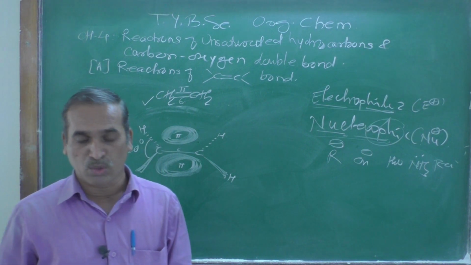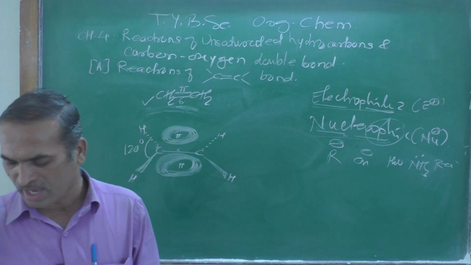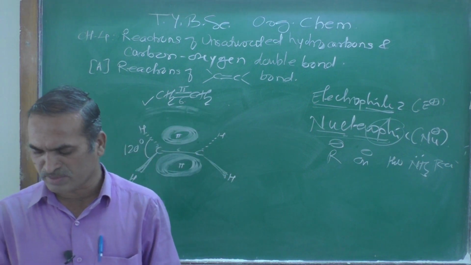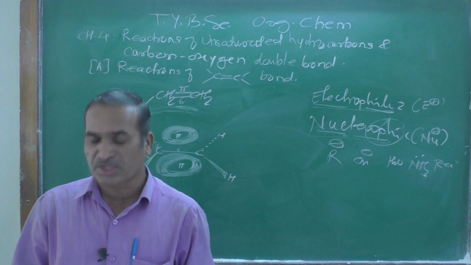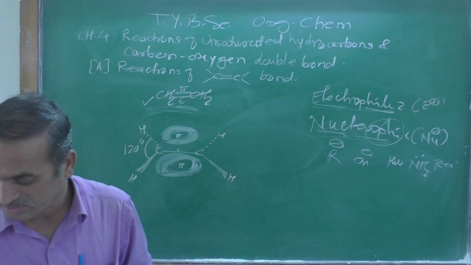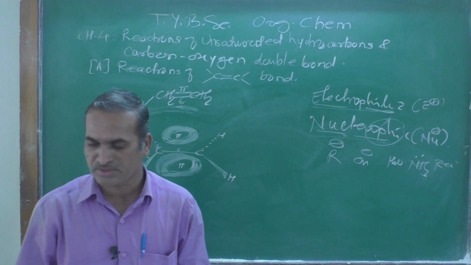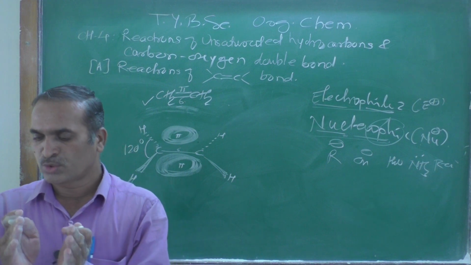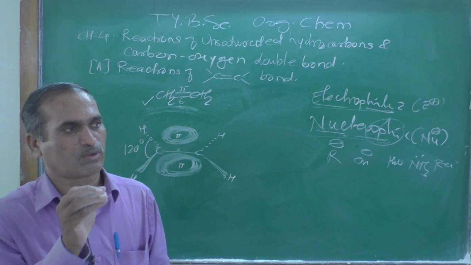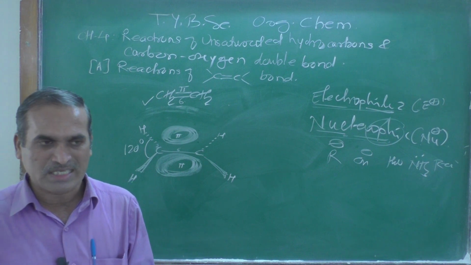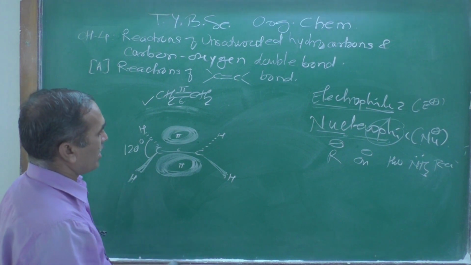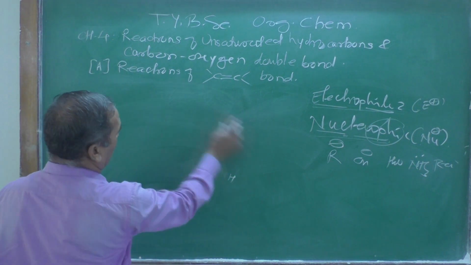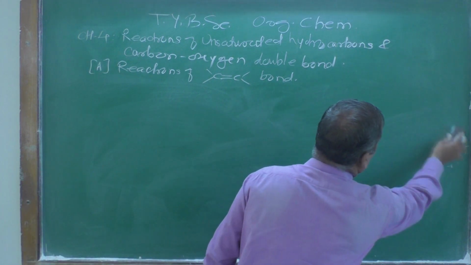That is a trigonal planar geometry this has, and therefore when the addition reaction takes place, there are 3 kinds of addition reaction. Just now we have defined addition reaction: a reaction in which 2 molecules combine to yield a single molecule of a product is called addition reaction, and that addition reaction is further divided into 3 types. What are those types? Let us see over here.